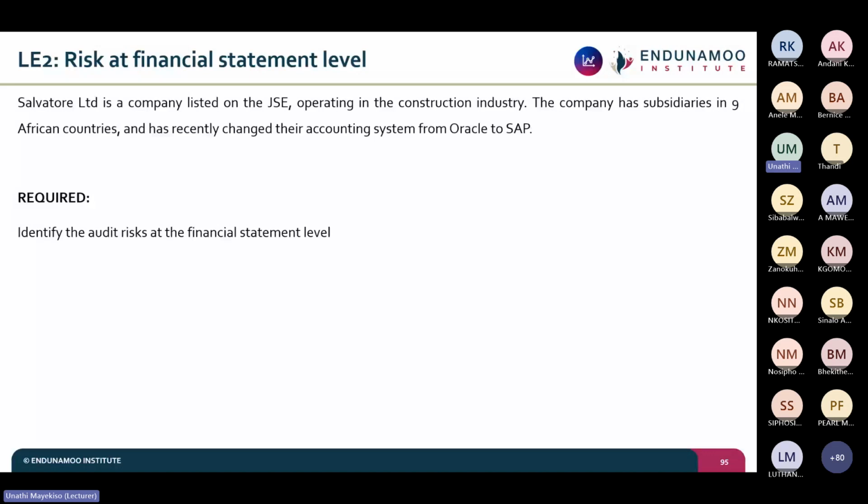Salvatore Limited is listed on the JSE, operating in construction. The company has subsidiaries in 9 African countries and has recently changed their accounting system from Oracle to SAP. Identify the audit risks at the financial statement level. Can you guys give me a few? Let's maybe just do 2.